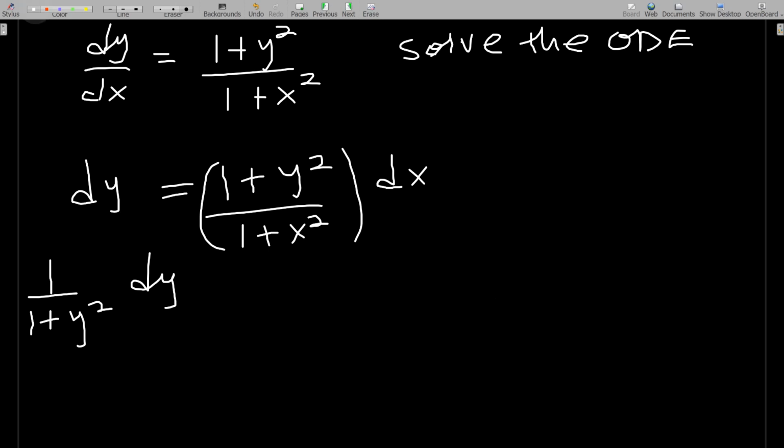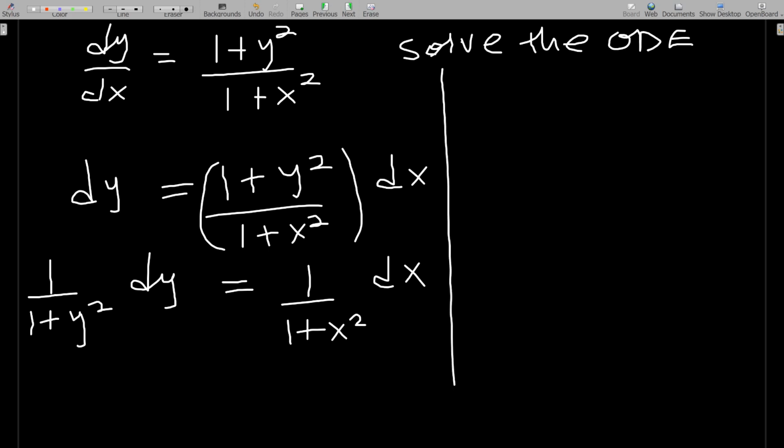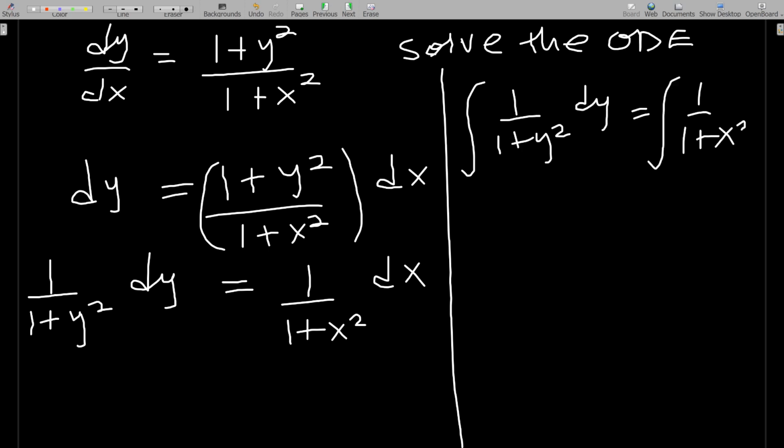Okay, know how to manipulate to get your separation. So I have 1 over 1 plus x squared dx. You realize that on the left side of the equation you have only variables in terms of y, and at the right side you have variables in terms of only x. Okay, so you integrate both sides: the integral of 1 over 1 plus y squared dy equals the integral of 1 over 1 plus x squared dx.